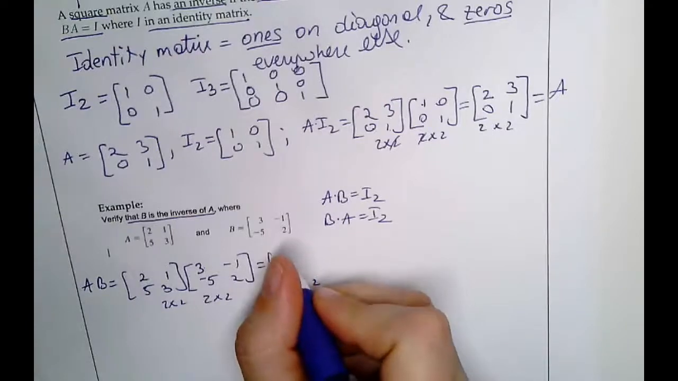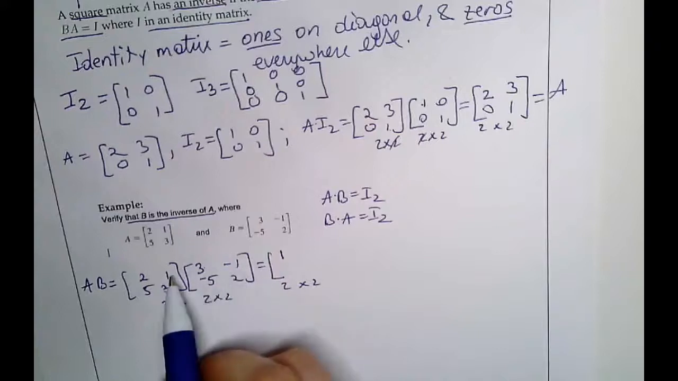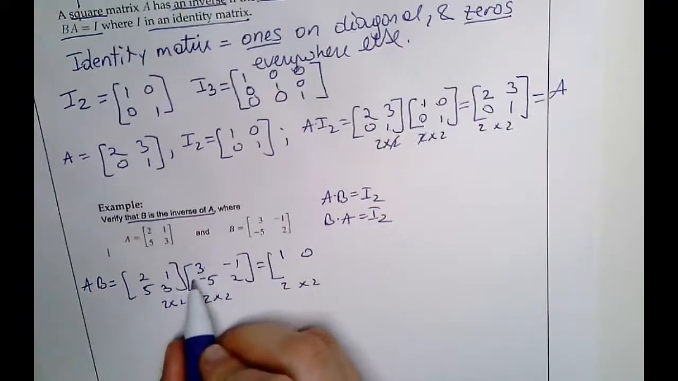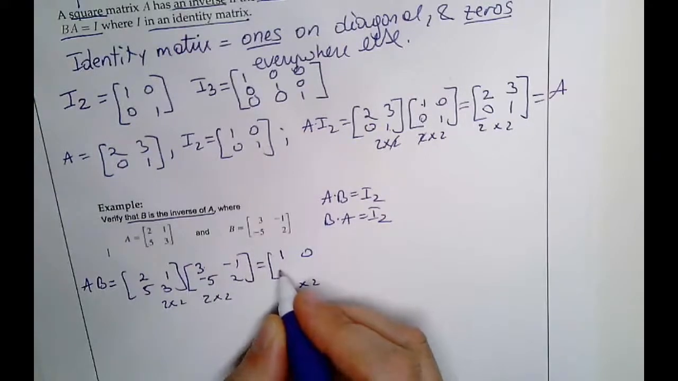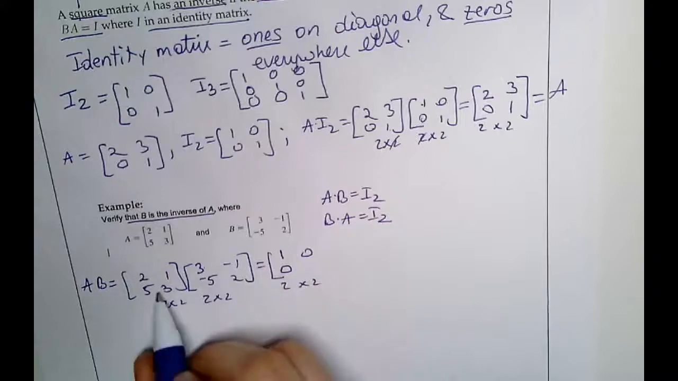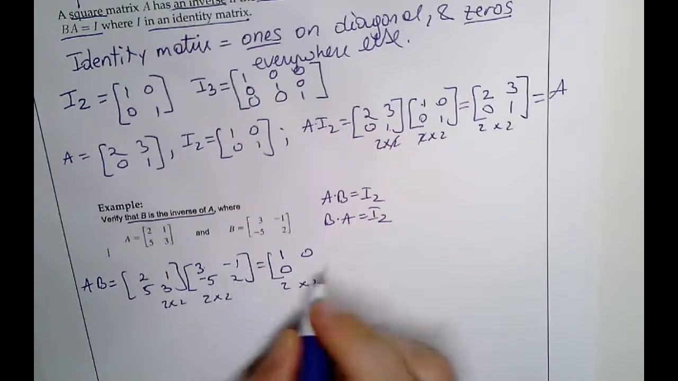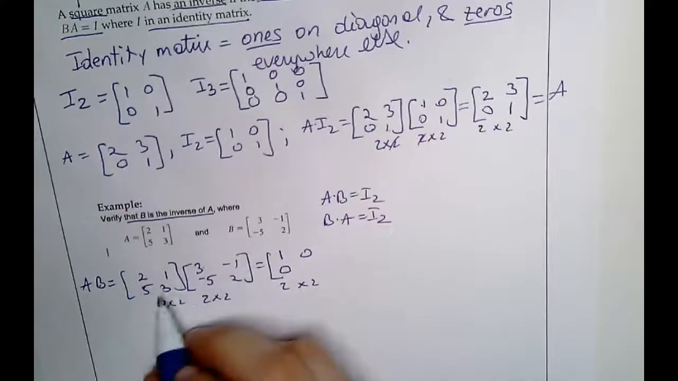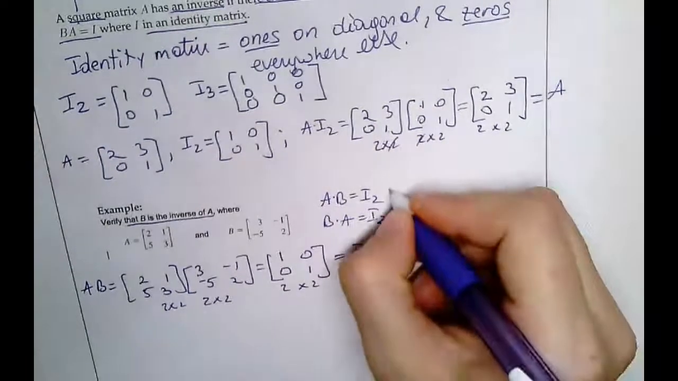So 2 times 3 is 6 minus 5, that's 1. And then 2 times negative 1, that's negative 2, plus 1 times 2, that's a 0. And then 5 times 3 is 15, plus 3 times negative 5, so minus 15. So that will give me a 0 here. And then 5 times negative 1, that's negative 5, plus 3 times 2, which is 6. Negative 5 plus 6 is a 1. So this is I2. So this one checks out.